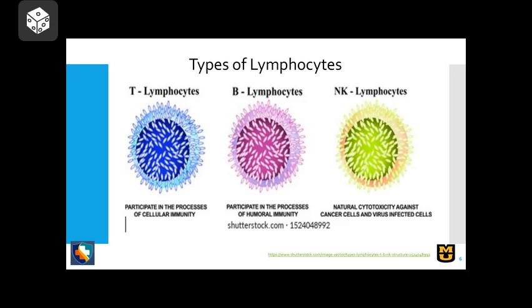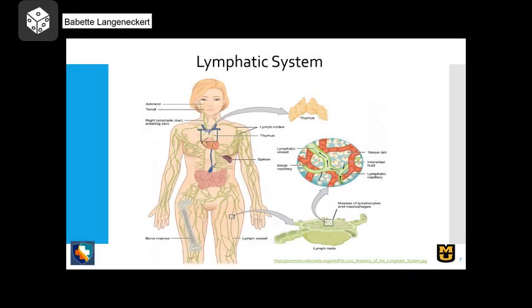NK, or natural killer lymphocytes, are a type of granulocytic immune cell with enzymes. They kill tumor cells and virus-infected cells. NK lymphocytes develop and mature in the bone marrow and can be present in extranodal tissue. This is a picture of the lymphatic system. As you can see, tonsils, adenoids, thymus, spleen, lymph nodes, and lymphatic ducts are all part of the lymphatic system.